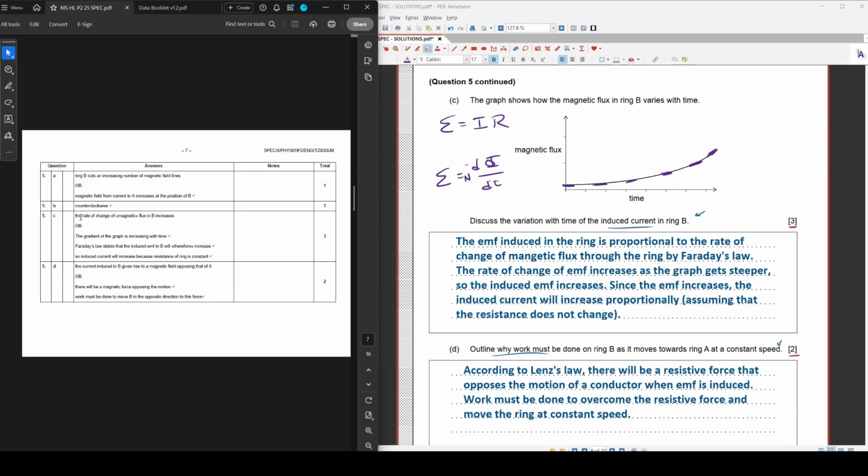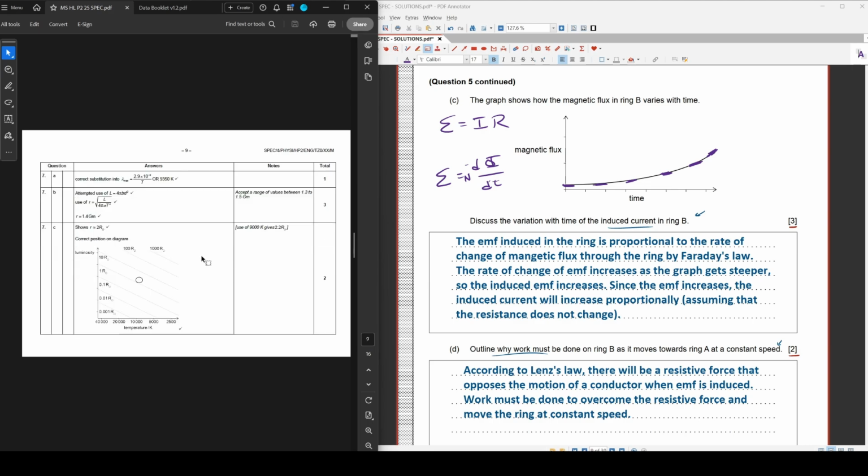Okay, here's what they want us to say. We have to say either the rate of change of flux increases. You can't just say flux increases. Those are totally different things. Make sure you're okay with that. So I've got to say the rate of change of flux increases, or the gradient of the graph is increasing, which is saying the same thing. We mentioned Faraday's law, so therefore we get more EMF, and therefore current will increase. So here's what they say: because resistance of ring is constant. I don't know that you need to say this for this mark, although maybe they want you to.